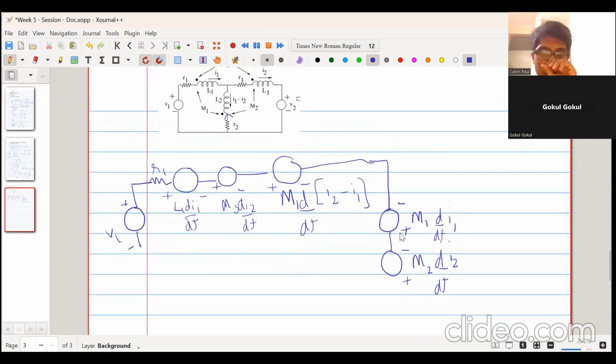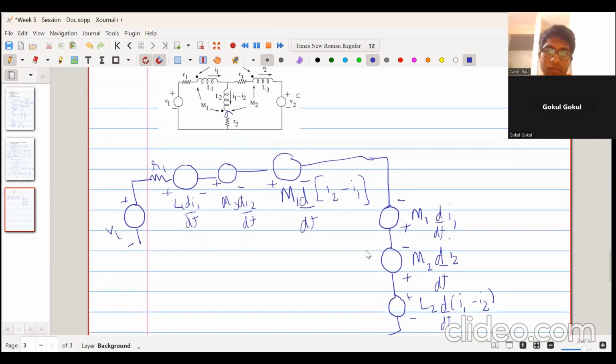Now, for the self-inductance, we know at what terminal the current is flowing into the circuit, that is the positive terminal, and what current is flowing out of the coil, that is the negative terminal. So it is flowing in from the top. That's why the top will be plus, bottom will be minus. It will be L2 d/dt into I1 minus I2. This is for this self-inductance. So is this clear?